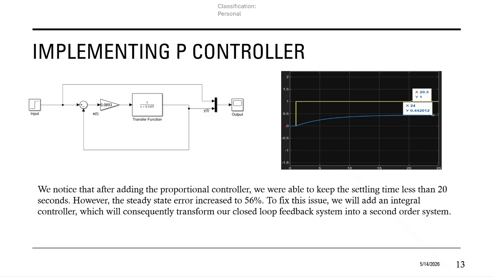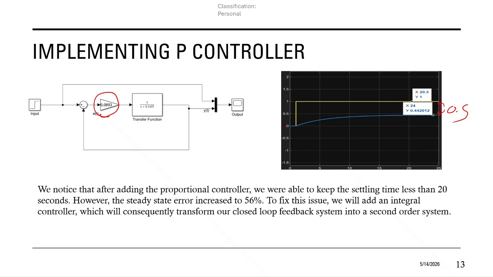Now here I have added the Kp block, adding 0.0893, same as we did earlier. Now we notice that after adding the proportional controller, we are able to keep the settling time less than 20 seconds. However, the steady state error increased. As you can see here, there's a big difference, approximately 0.5.